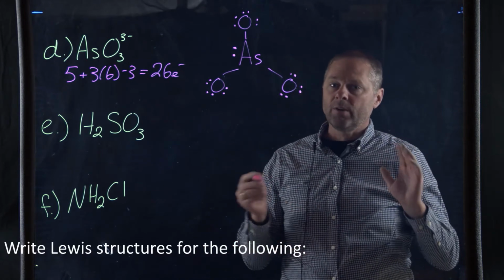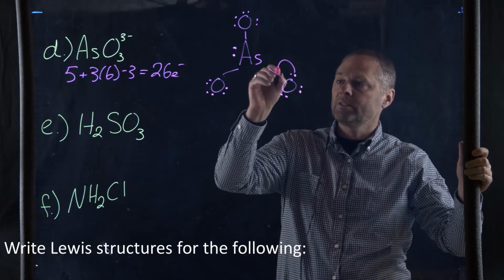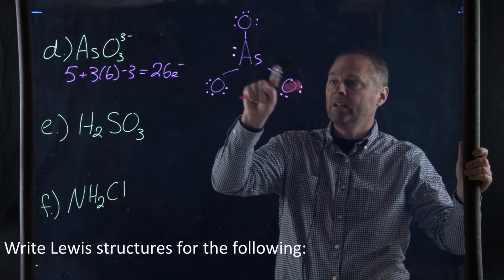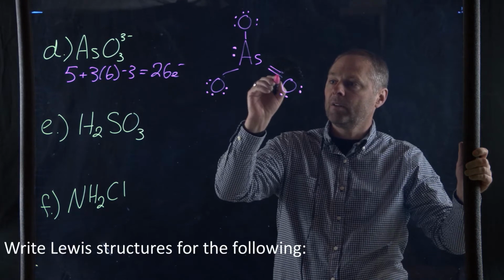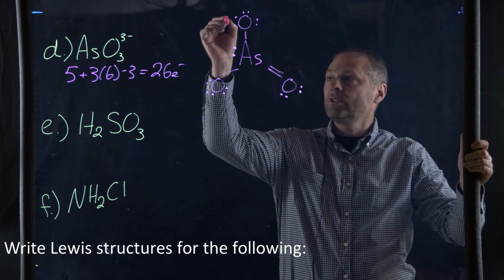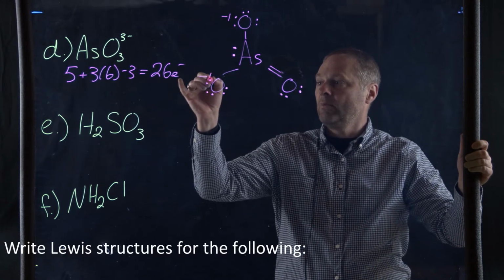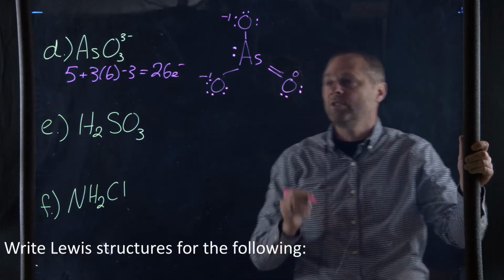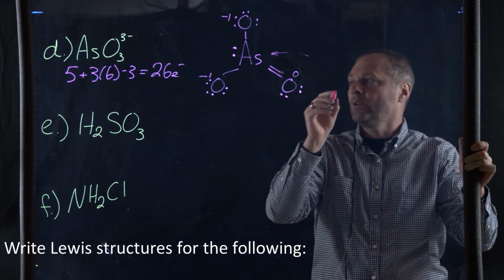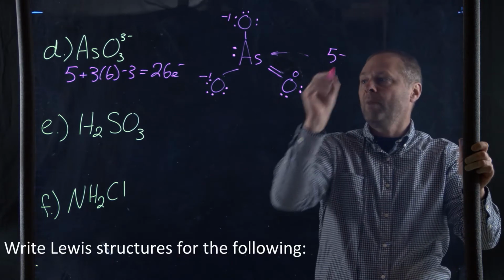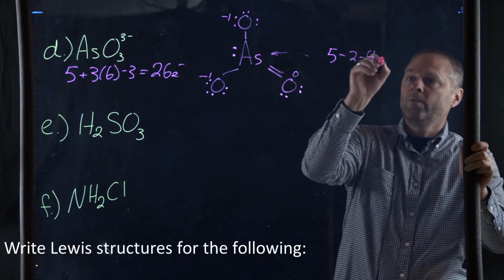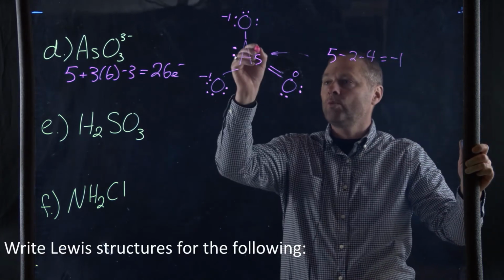But let's just say, well, I want to show you something. If we put this pair of electrons in there, such that this now becomes a double bond, as such, this is going to have a formal charge of 0. So this one will have a formal charge of minus 1, minus 1. This will now have a formal charge of 0. If we then do the formal charge of arsenic, that is going to be 5 minus now 2 minus 1, 2, 3, 4, 4. And so this will have a formal charge of minus 1.